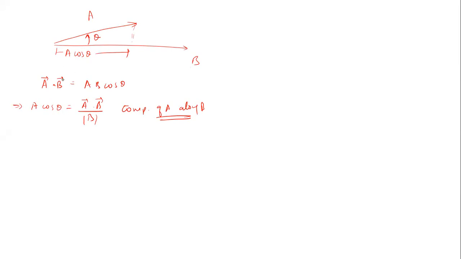So that is another application of dot product, that is finding the component of a along the b vector.